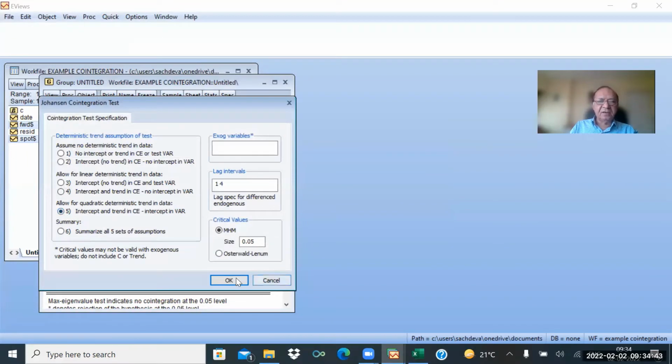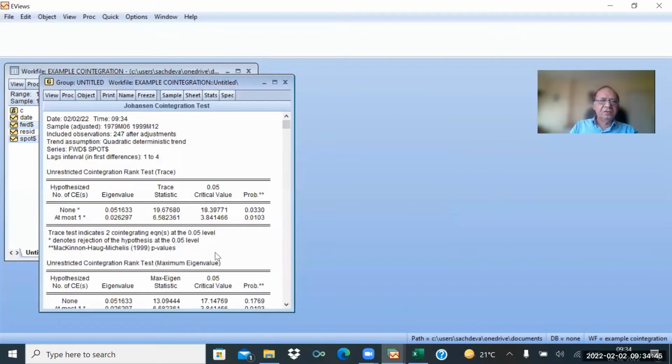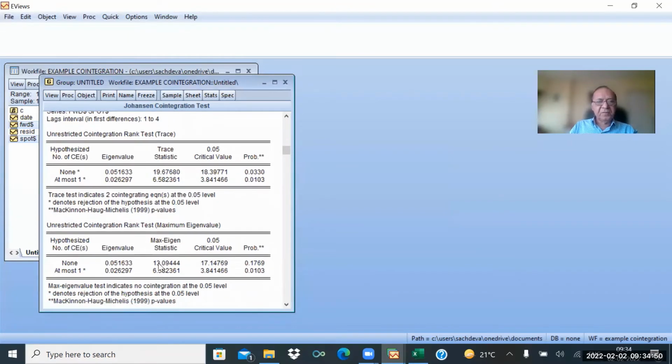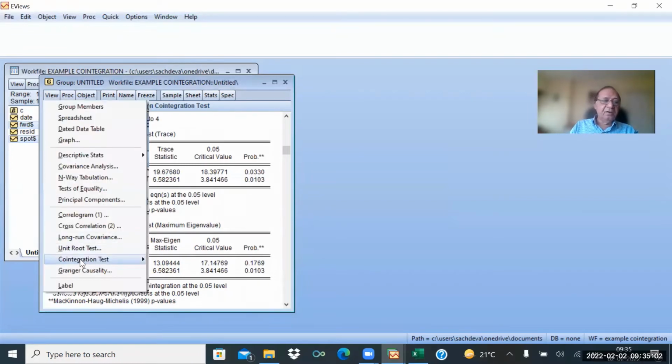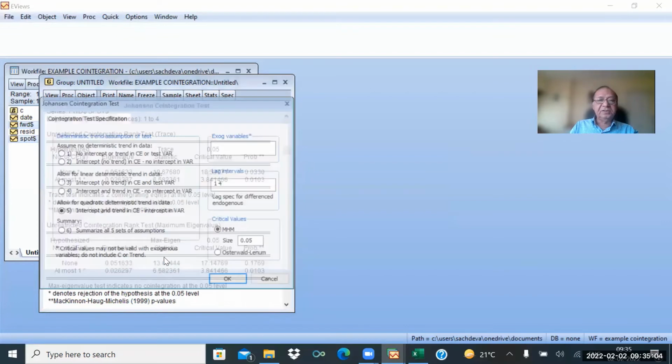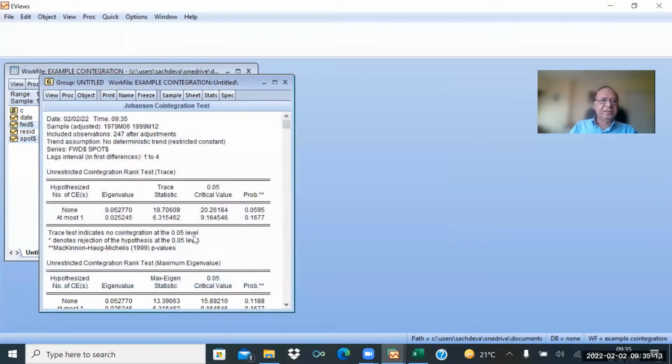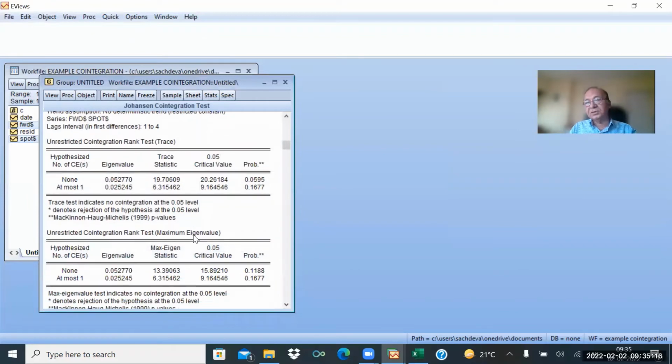So what is the result now? Number 5. Okay. When we use this, the eigenvalue says there is going to be no cointegration, and the trace value says there are going to be 2 cointegrated equations. Okay. Now, if we use Johansen's cointegration test, number 2, intercept, no trend, then what happens? So it is again coming at those results.